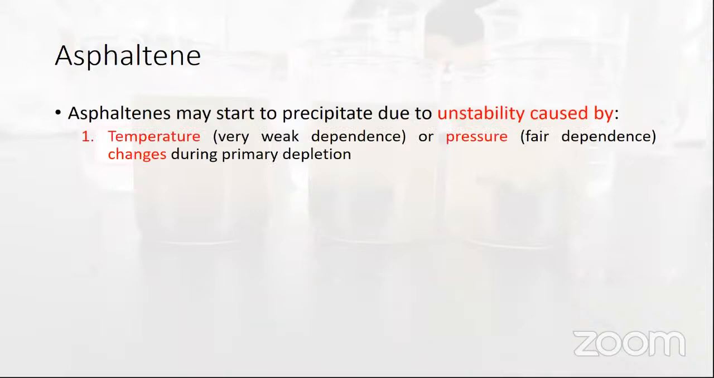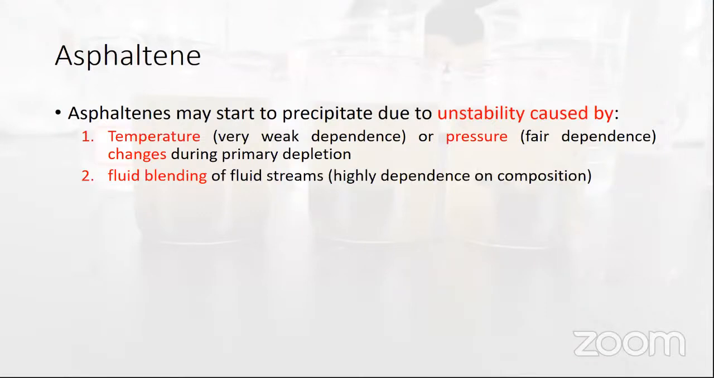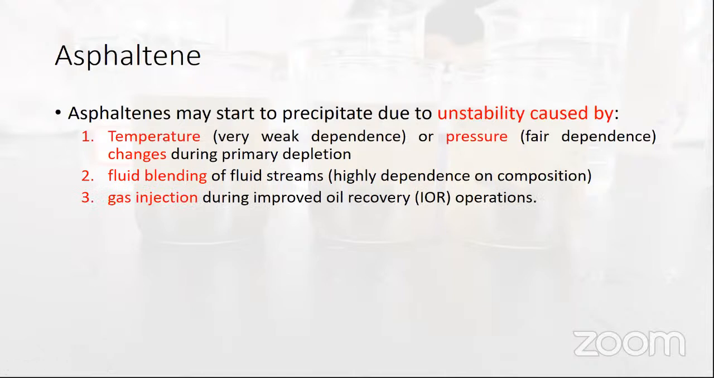So the instability of the asphaltene is caused by, first, the temperature or the pressure changes during primary depletion. If we have some changes in the temperature or the pressure during the production, it can have some effect on the asphaltene stability in the reservoir fluid. Also, the fluid blending, as in our case of opening two intervals of heavy oil and light oil. This fluid blending can also be a source for the asphaltene deposition. Also, the gas injection. Gas injection means that we are adding some light saturate components to our fluid. So these light saturate components can be responsible for the asphaltene deposition.